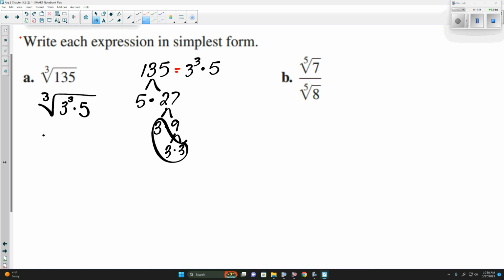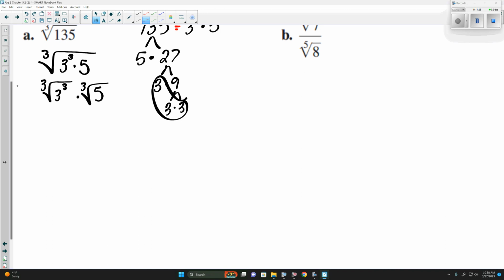Now looking at this here, we can take this and split it up into our two numbers. So we have the cubed root of 3 cubed and the cubed root of 5. What is the cubed root of 3 cubed? And the cubed root of 5 is? The cubed root of 5. So in simplified form, the cubed root of 135 is 3 times the cubed root of 5.